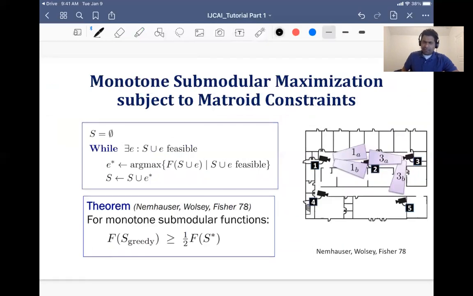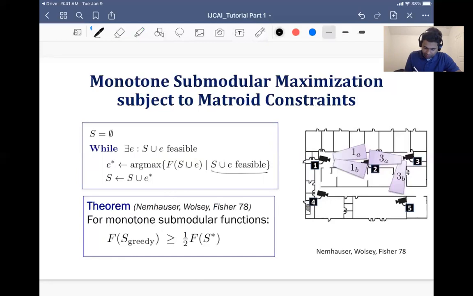It turns out that a very simple extension of the greedy algorithm works for matroid constraints. You select the argmax of f of S union E as long as S union E is feasible, and continue this until S union E is no longer feasible. So once you hit a maximal independent set, you stop.